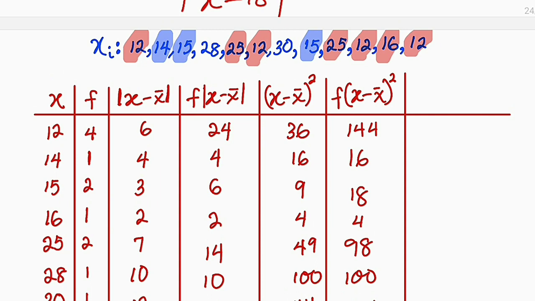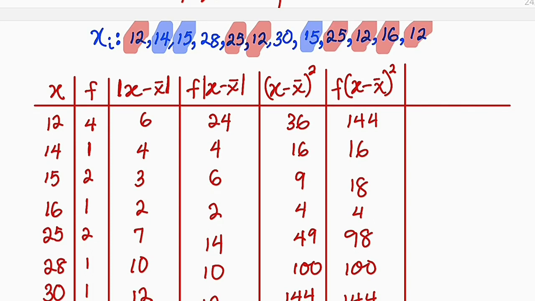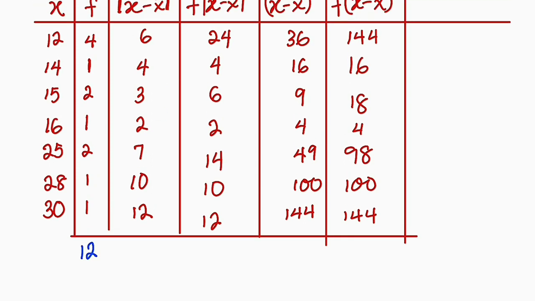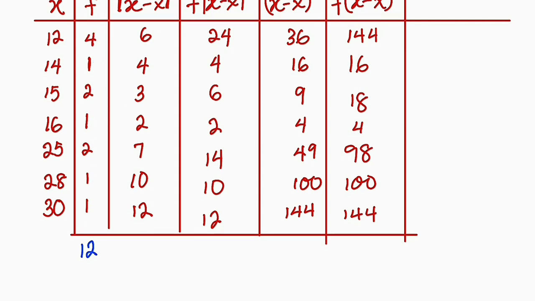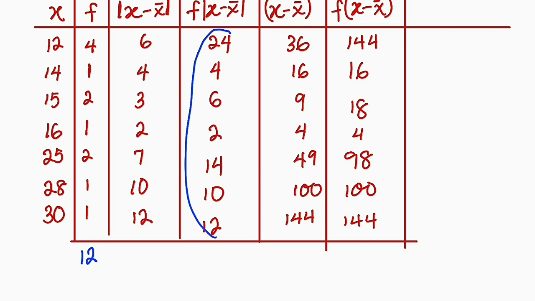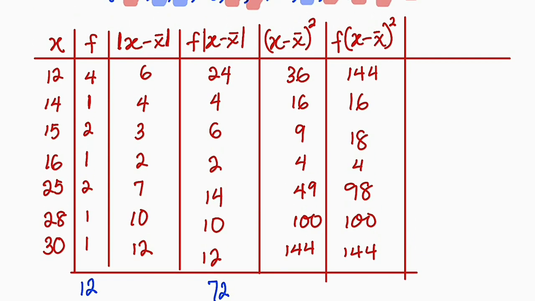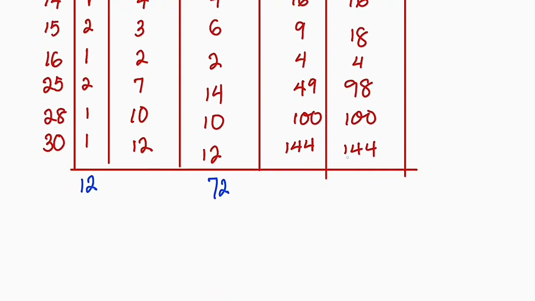Having done this, we need to sum the frequency, the f of x minus x bar, and f of x minus x bar whole squared. Remember the frequency, we have them as 12. If you add them, 4 plus 1 is 5, plus 1 is 7, 8, 10, 11, 12. They will move to the next one, which is this one. If you add all of these values together, you're going to get 72. So this is 72. I will move to the last one, f of x minus x bar whole squared. If you add all of them, you're going to get 524.